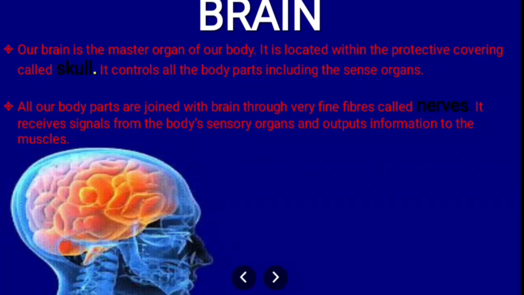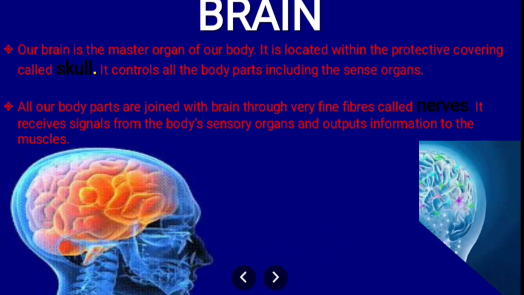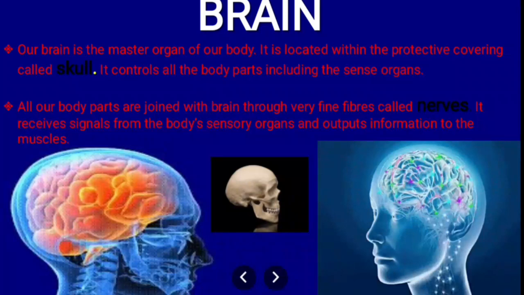First is brain. Our brain is the master organ and it is located within the protective covering called skull. It controls all the body parts. All body parts are joined with the brain through very fine fibers called nerves. And the nerves receive signals from the body's sensory organs and output the information to the muscles. So it is the master organ of the body and this is the skull. The brain is protected by the skull.